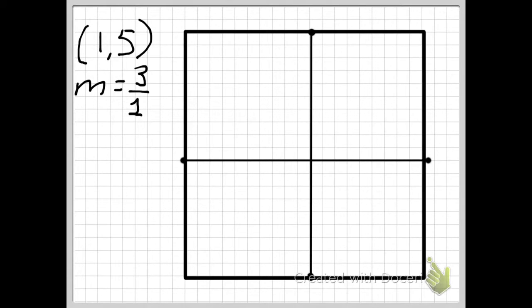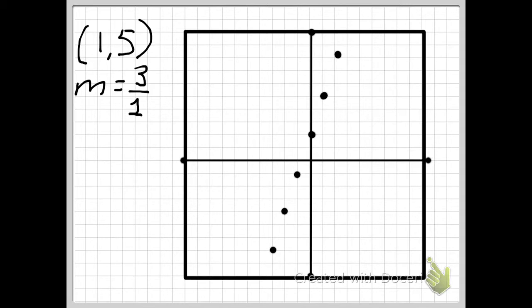Okay, this is where we're gonna graph it. The coordinate is 1 and 5. So we're going to go over 1 and then up 5. Right here. The slope is 3 over 1, so we're going 3 up and 1 to the side. And we do this in all the graph so we can use the line.